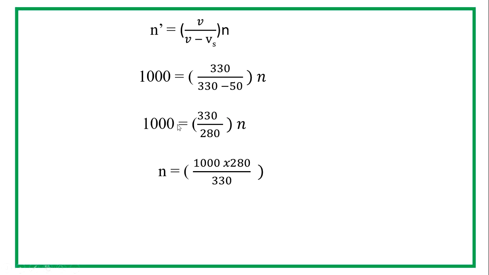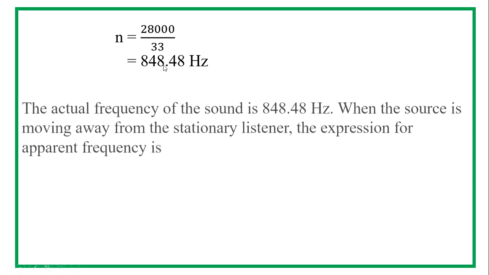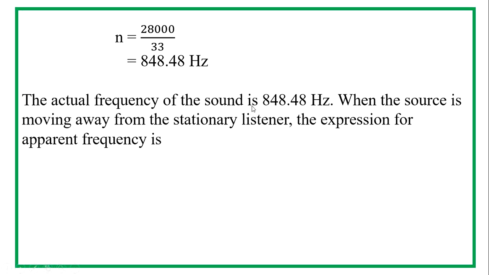So we cross multiply: 1000 into 280 by 330. When we multiply 1000 and 280 we get 2,80,000 by 330. Now when we divide this we get 848.48 hertz. Now n is equal to 28,000 by 33. When we divide this we get 848.48 hertz.